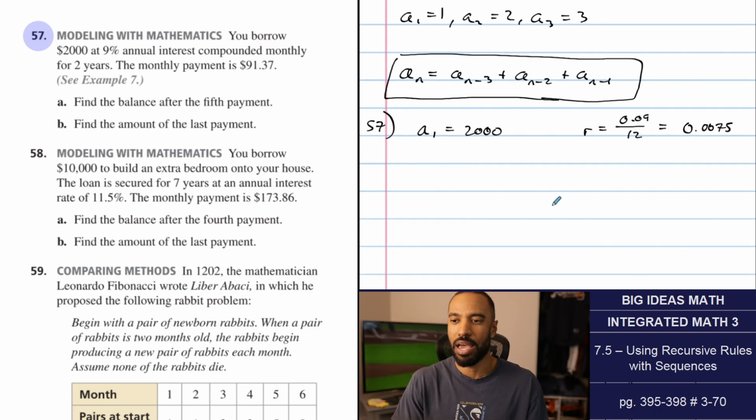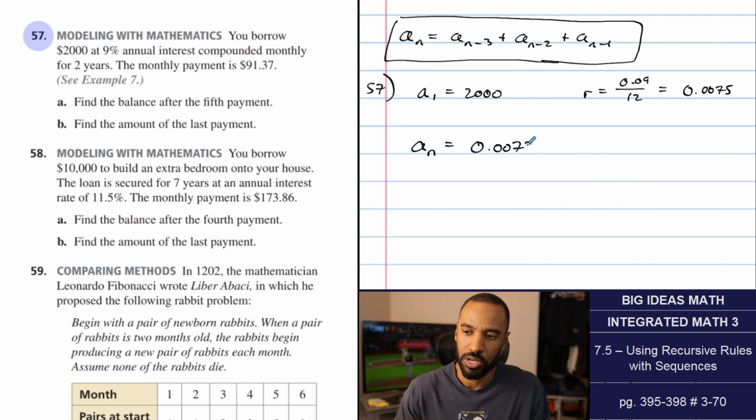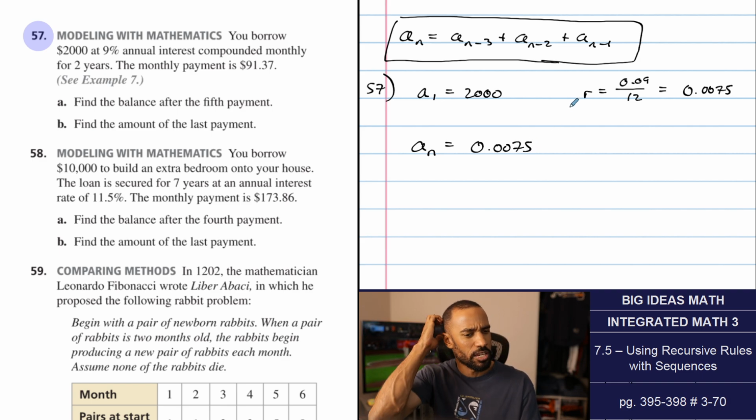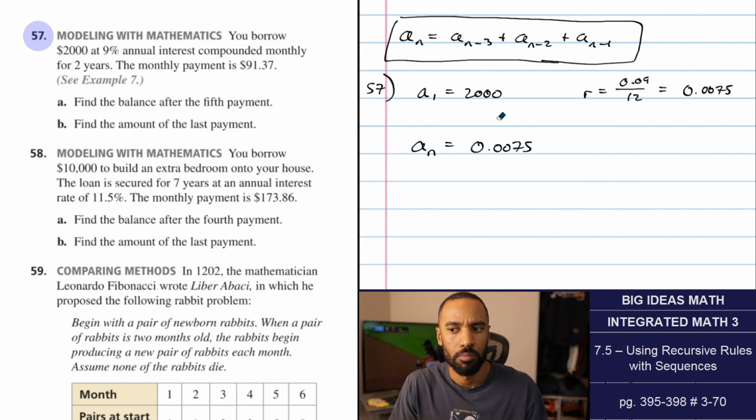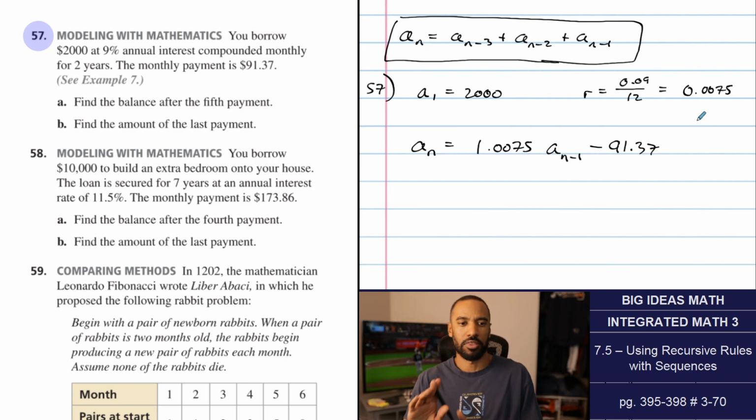So we have that. So for your rule, we're taking 0.0075, or are we? It's interest. So we are 1 plus that, right? 1 plus 0.0075 times a sub n minus 1, the previous month. But our payment we're making, that's the wrong number, 91.37. So this is the rule that we're coming up with on a monthly basis.